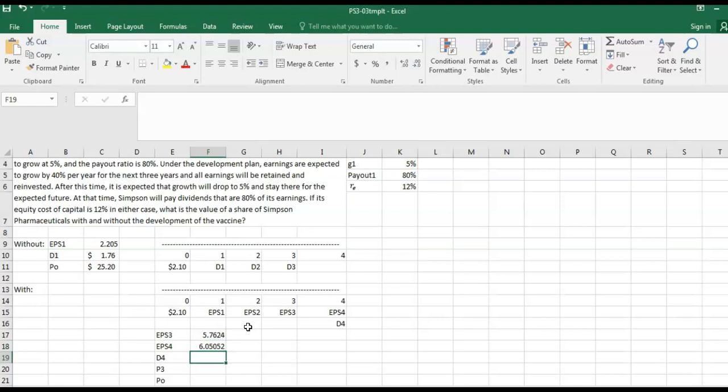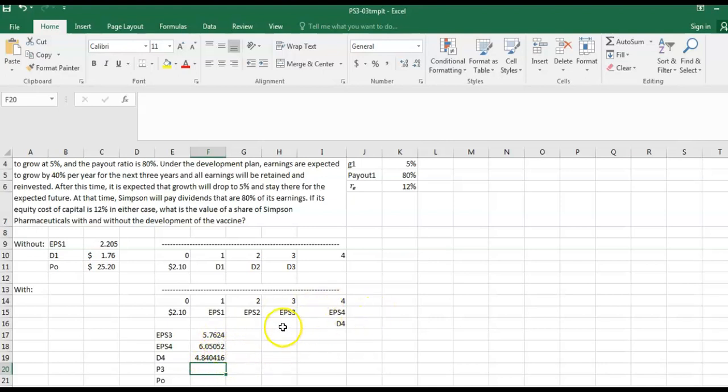Now I've got my dividends in that, I'm sorry, my earnings in that period. My dividends are 80% of my earnings per share in that period. That means that my shareholders in time period 4 are going to receive my cash flow of $4.84.